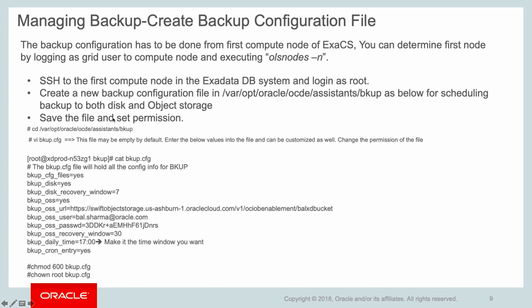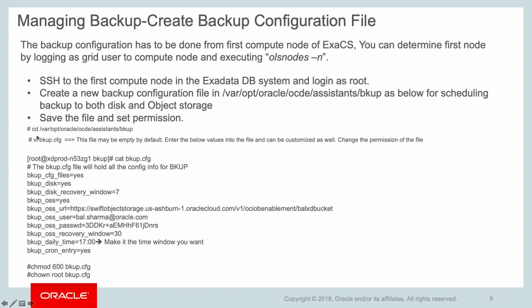Whether you are going to store the backup on disk or not is a design consideration you might have already factored in during provisioning of the Exascale system, because based on your selection, if you want a local backup, the recovery area is going to have enough storage to satisfy the backups, archive logs, and those kinds of things. Once you create this file, we will save the file, set the permission, and then go ahead with installing that configuration for the database.